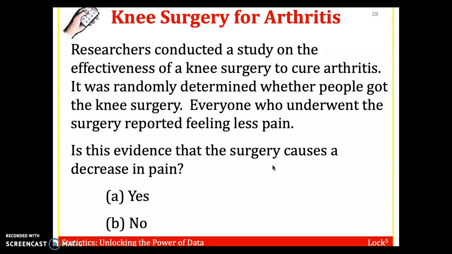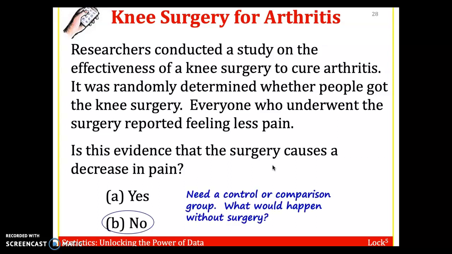Now, if this is all we knew, the answer is no. We would need a control or comparison group, such as what would happen without surgery. What if there's no surgery? Even though there's a randomization, it's not a randomized experiment because we didn't randomize the treatment variable.